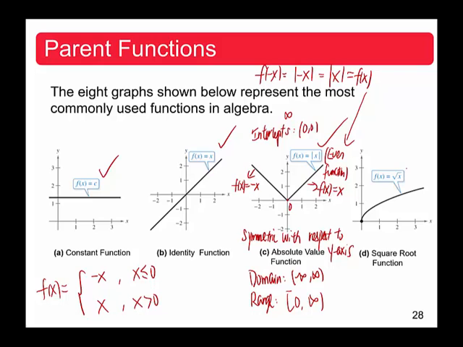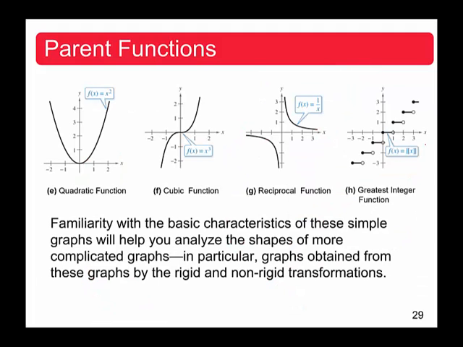And we also have the square root function. Okay. And we have a square function, cubic function, reciprocal function, and then also the greatest integer function. So you need to get familiar with all these 8 different types of functions and know what the graph looks like. It will be beneficial when we move on to later chapters. Okay, that's pretty much about this.